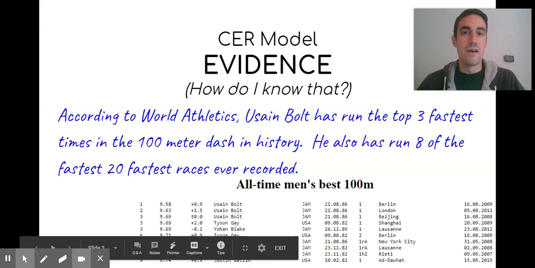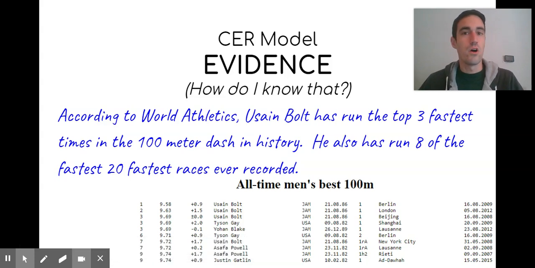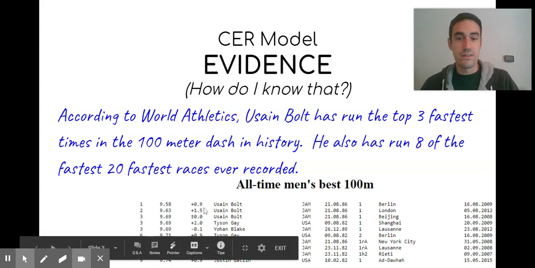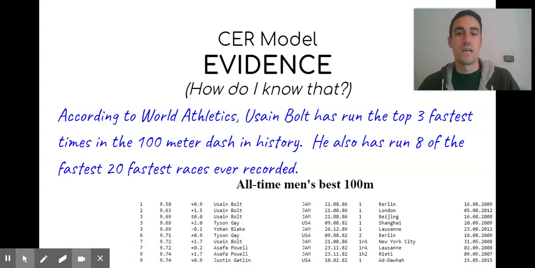One thing to note about my evidence, and this is probably the most important thing that I will always ask you when we're in class and I'm reading your evidence, is can you point to my evidence? Can I point to the place in this data where I actually see that information? And I can. If I look down here, I can actually see the top 3 times ever run, and I can see that Usain Bolt holds all 3 of them. So I can actually point to that data on my screen and see that he's run the fastest 3 times. That's a really important part of my evidence. It shouldn't be what I think, it should be what I can actually see in the data.